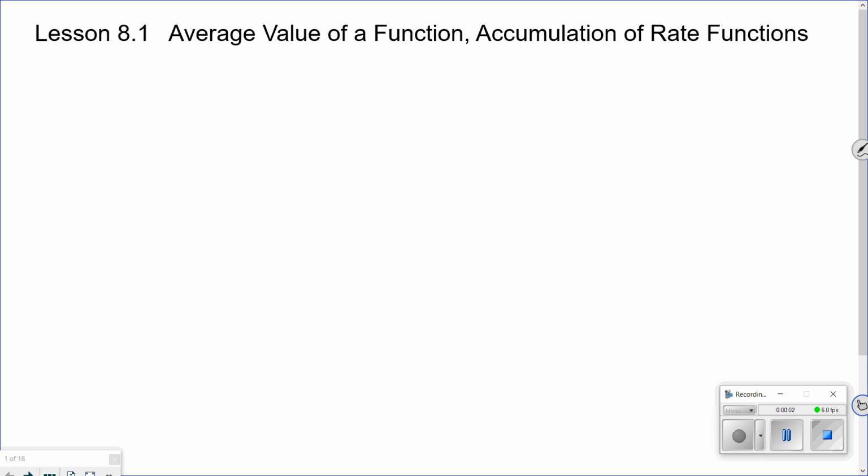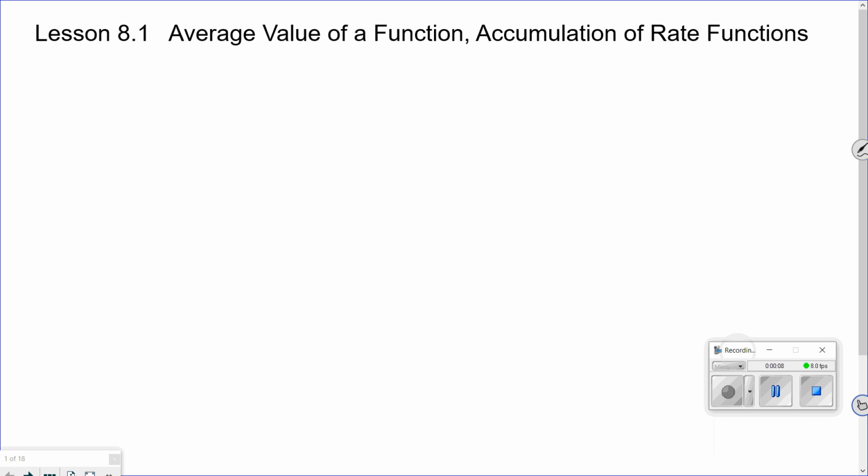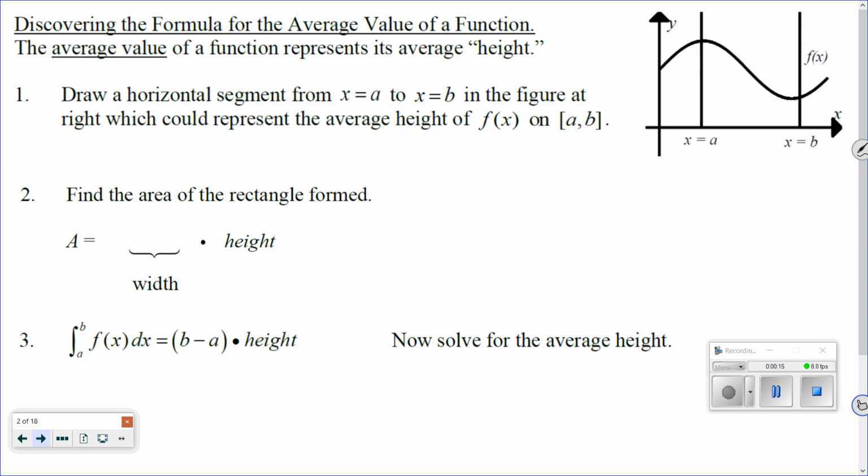Section 8.1 is the average value theorem and accumulation of rate functions. We talked a little bit about rate functions back in chapter 4, so we're going to go back and talk a little bit more about them. But let's start first with the average value function.